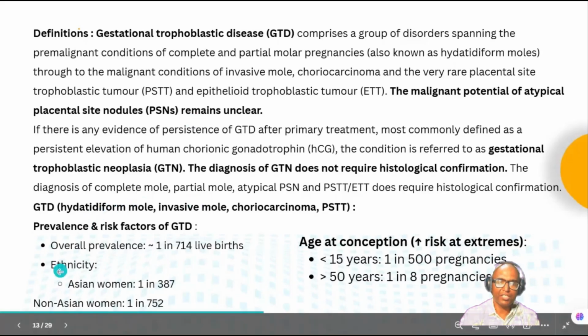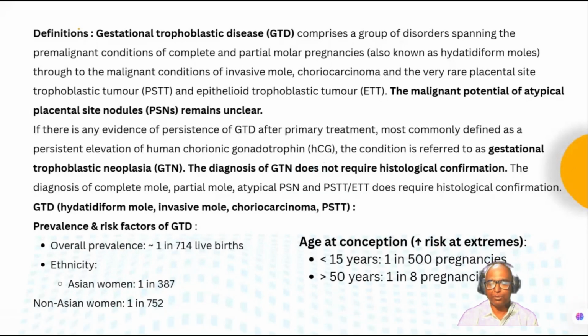Prevalence and risk factors for GTD. Overall prevalence is around 1 in 714 live births. Okay. As far as Asian women are concerned, it is a little higher, 1 in 387. And in non-Asian women, it is 1 in 752. Okay. So they may ask you either of these particular figures, and generally for numericals, you should make a list of the numerical answers at the back of your notebook. All numericals you include. Okay, you write the name of the guideline and you write the numericals together.